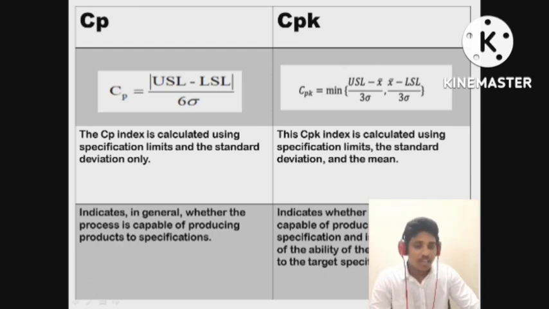But in the case of CPK, it indicates whether the process is capable of producing within the specification limit or not, and also it indicates the ability of the process to adhere to the target specification. Here the target specification is our future aim to produce quality products as the output. So it also defines the ability of the process to adhere to the target specification.